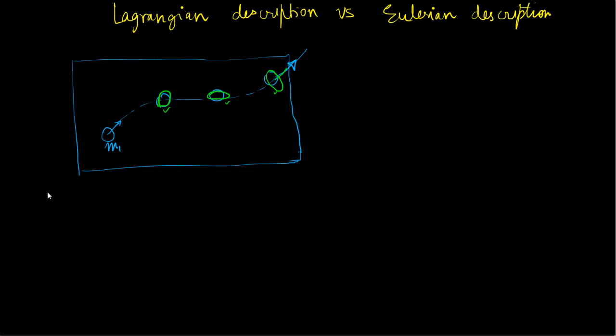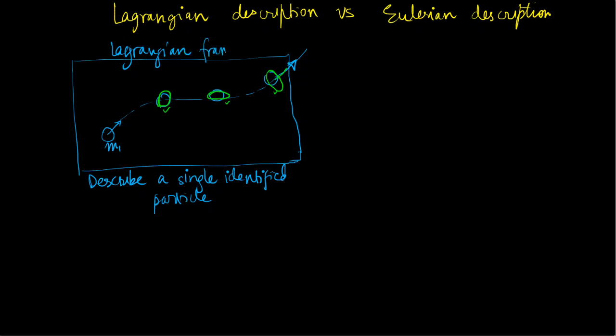So in order to describe a single identified particle, this particular framework is called the Lagrangian framework. And this is what you might have done in classical mechanics.